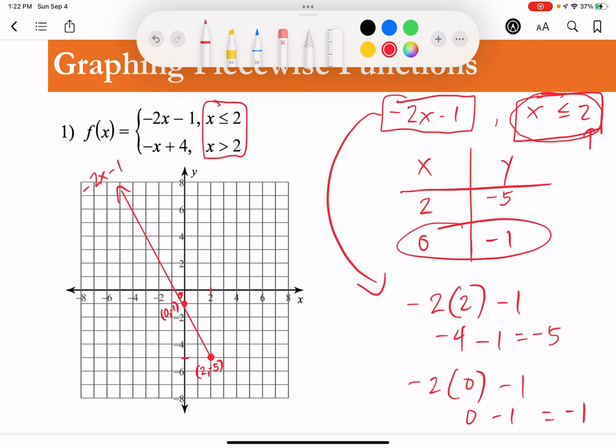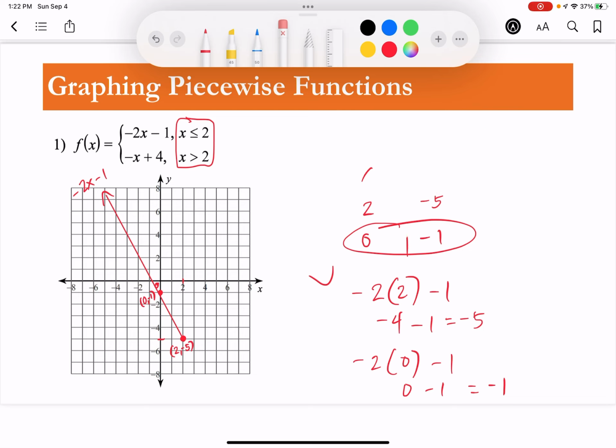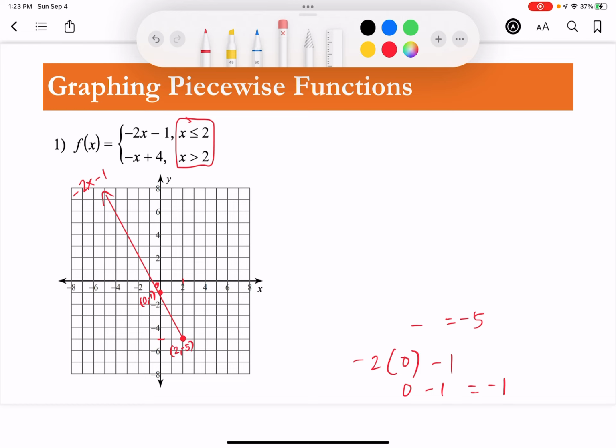Ngayon naman, we will be graphing the second condition, which is negative x plus 4. Okay. If you want to copy this one, you just copy and pause it, and then proceed to the next one. Resume it later on. Okay. Burahin lang natin para malinis lang siya. Alright. The next one is negative x plus 4. And we will graph that at x is greater than 2.